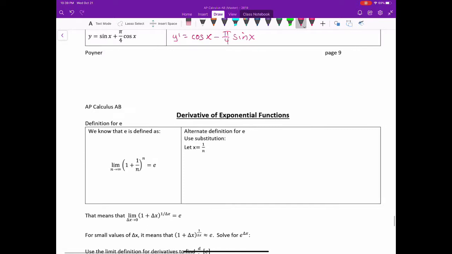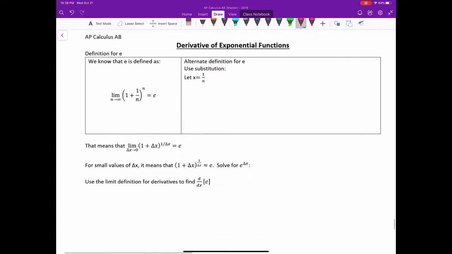The next piece is the derivative of an exponential function. Just some things that you definitely need to review. We talked about it earlier this year, that the definition of Euler's constant is going to be the limit as n approaches infinity of 1 plus 1 over n, all raised to the n. But there's an alternate definition for e, which uses a substitution. We're going to let x equal 1 over n.